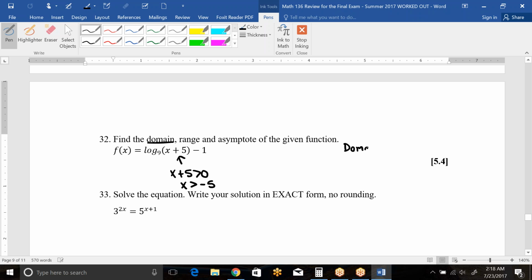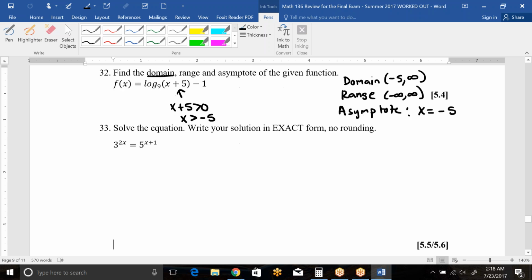So for domain, -5 to infinity. The range of a log is all real numbers because exponentials had a domain of all real numbers. So because they're inverses, that makes the range everything. And then the asymptote, a lot of people try to use the -1 for something. It doesn't have anything to do with either of these. The asymptote has to do with the domain. So x equals -5 is the vertical asymptote.